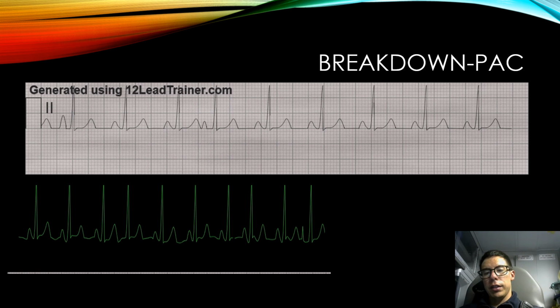Which is that guy right there. I'm going to circle it. Right there. And see, it has a pretty similar morphology to the P waves and overall QRS and everything. It just comes a little early. And it's just that one right there. So it's like right after this T wave, right after this T wave goes right into the next thing. So that is what tells me that it's a PAC.